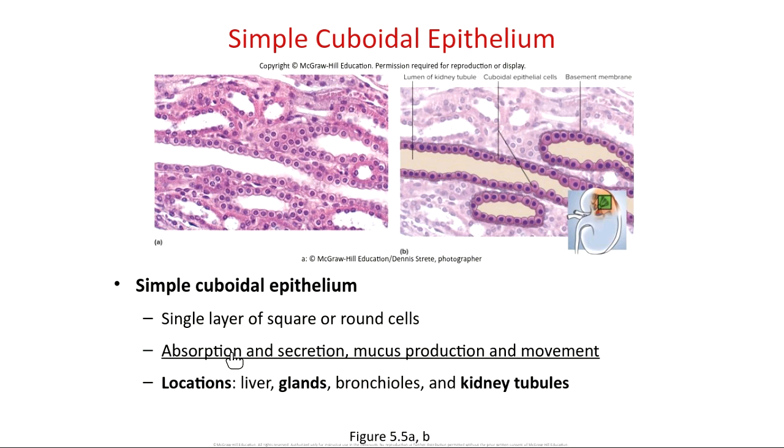Again, we have absorption, secretion. We have, it says mucus production and movement, not just mucus. That's just an example. All right. Simple cuboidal secretes all kinds of products, not just mucus, because simple cuboidal lines glands. So all glands, salivary glands, sweat glands, pretty much all of them.